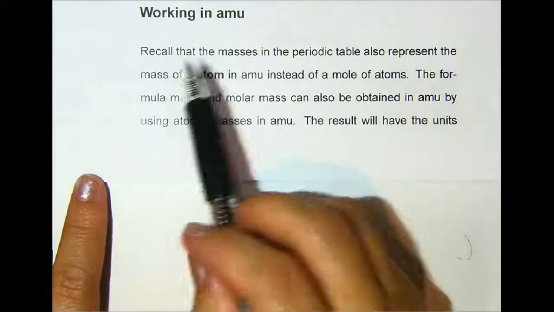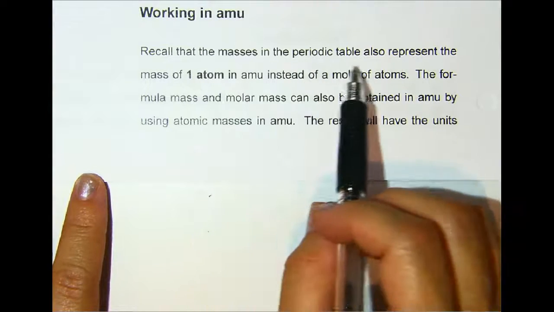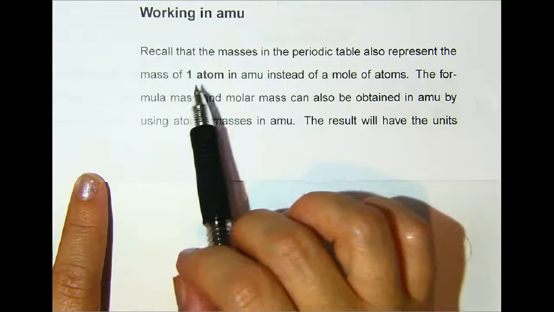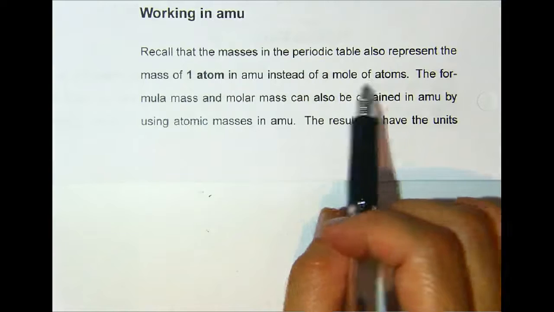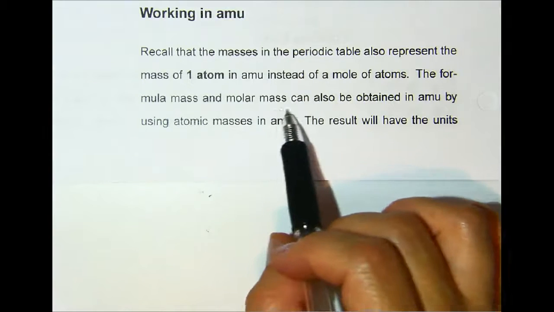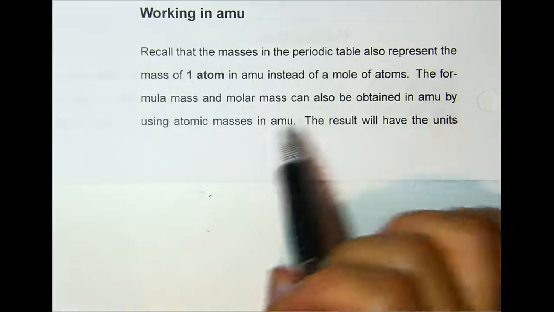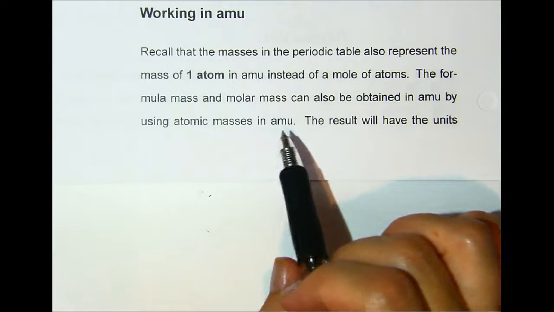Working in AMU, recall that the masses in the periodic table also represent the mass of 1 atom in AMU, instead of a mole of atoms. The formula mass and molar mass can also be obtained in AMU by using atomic masses in atomic mass units.